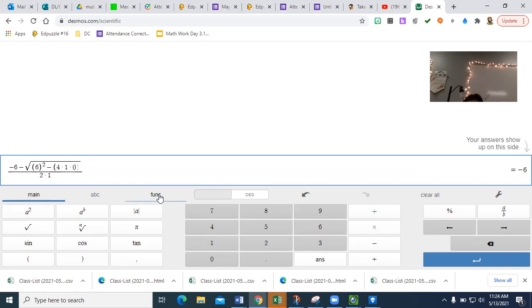Okay, so for this one, go ahead and make sure this is in your calculator. Tell me what you got when you put minus. So what you should have gotten was -6. So those are my two zeros, 0 and -6.